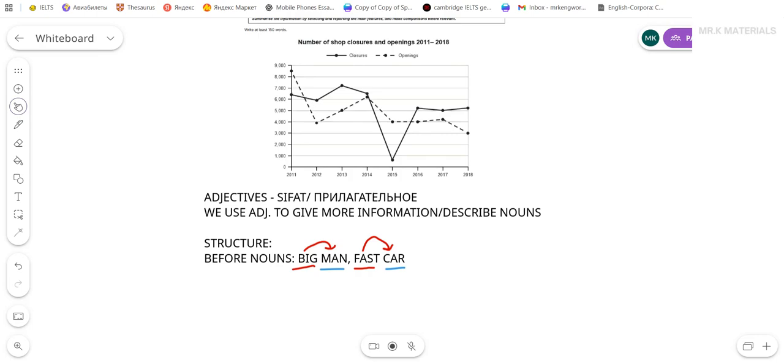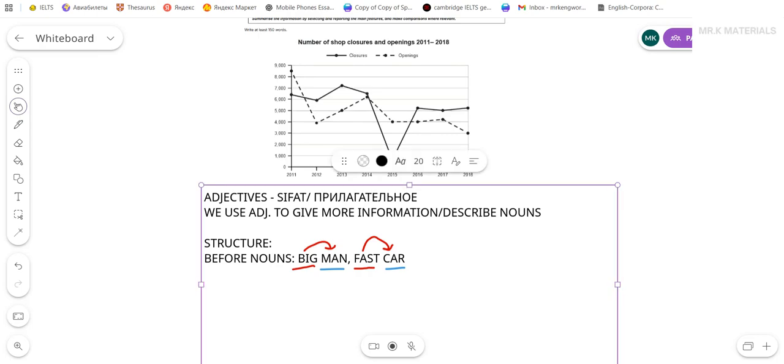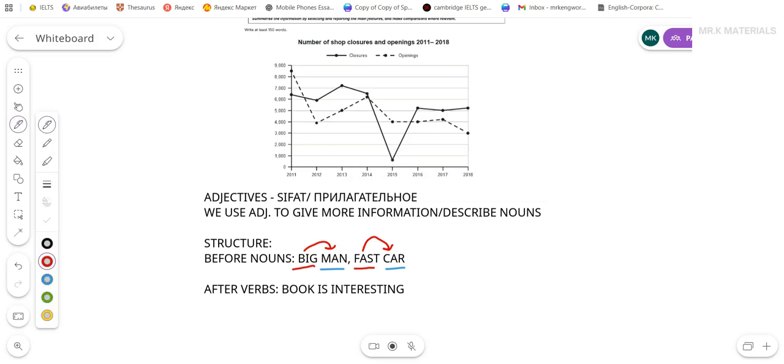The other case here would be using adjectives after verbs. Any verbs. Could be state of being verbs like am, is, are, was, were, will be, or any other verbs like become or grow. An example here would be this book, or let's say the book is interesting or was interesting. Let's break it down. We have first our noun, then we have a verb, and then we have our adjective.